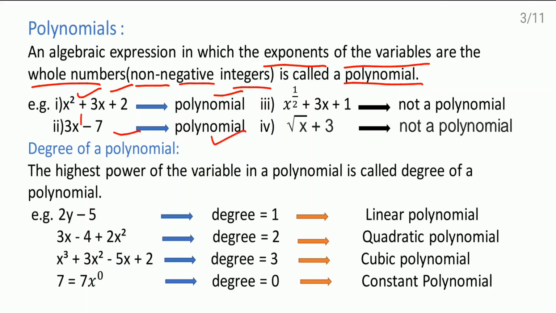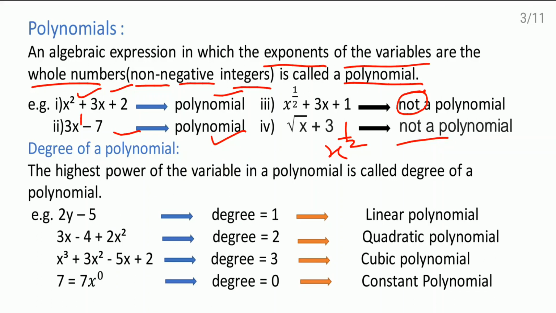Look at the third one here. Here the power of x is 1 by 2. It's a fraction. That means it is not a whole number. Therefore, it is not a polynomial. Look at the fourth one: root x plus 3. Root x means x raised to 1 by 2. We have written root x in exponential form. Once again, the exponent is a fraction. It is not a whole number. Therefore, it is not a polynomial.